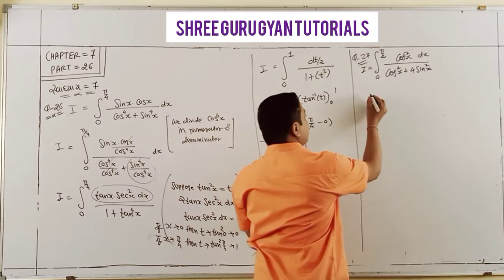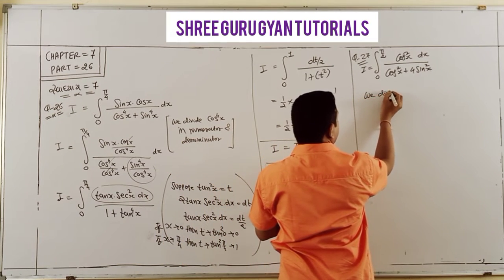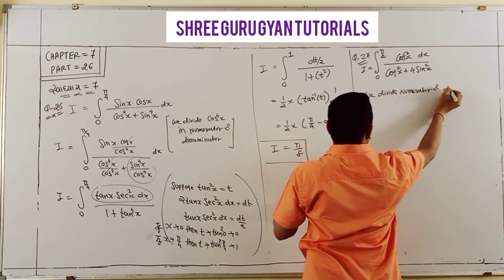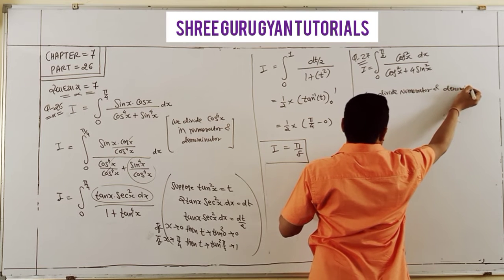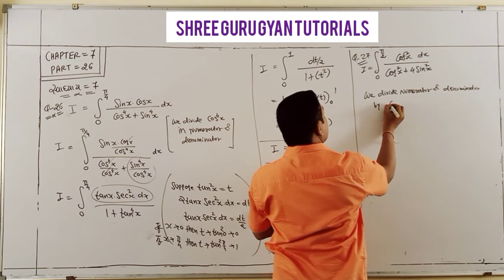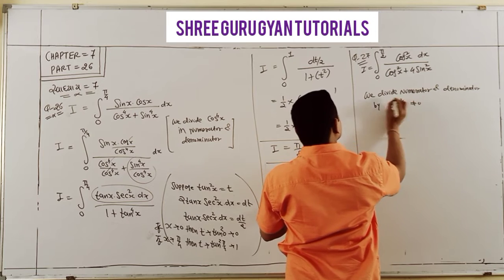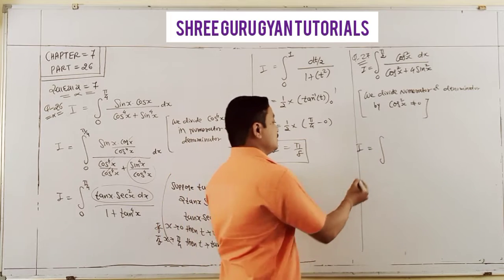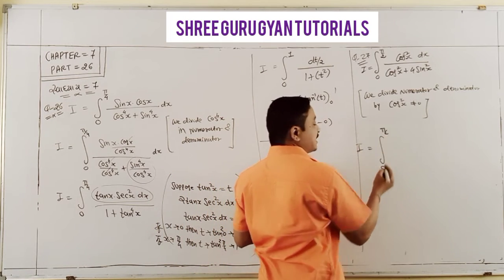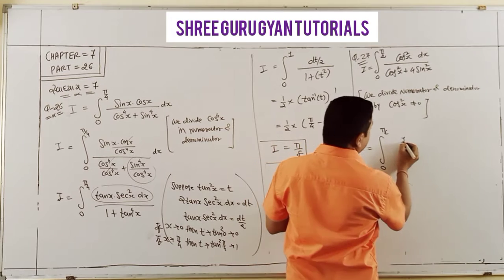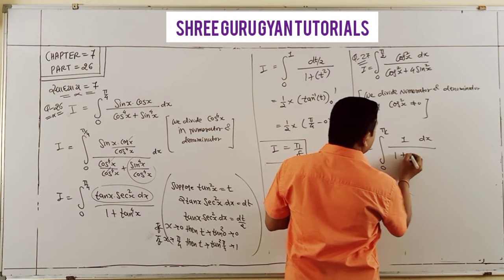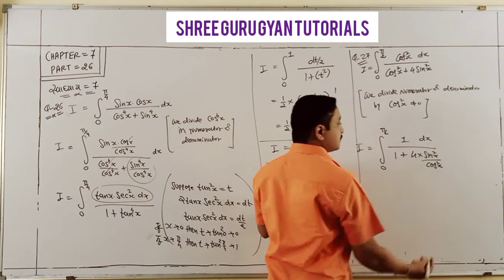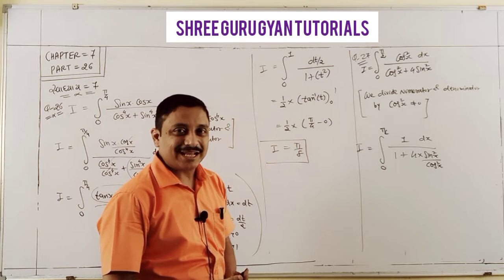So we divide numerator and denominator by cos square x, which is never 0. So what you get finally, if I divide by cos square, then the limits 0 to 90. I will explain why I divided. Here it is 1, and here it becomes sin square by cos square x, and that you know is tan square x.